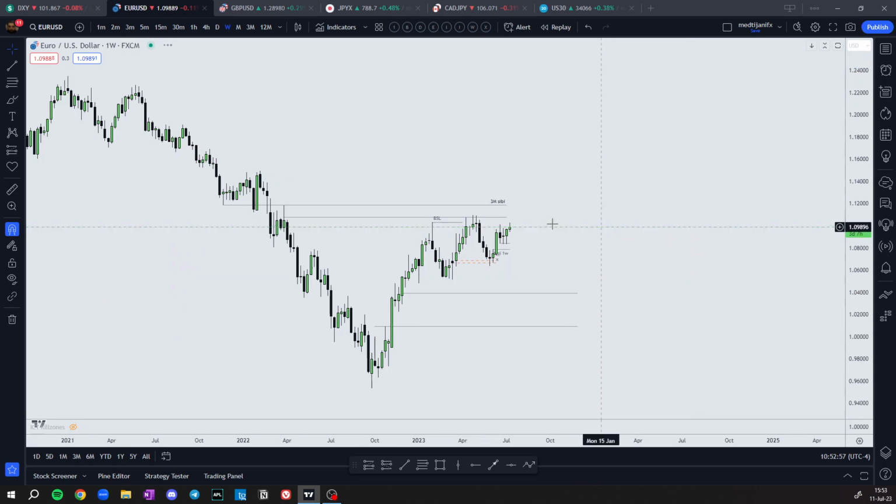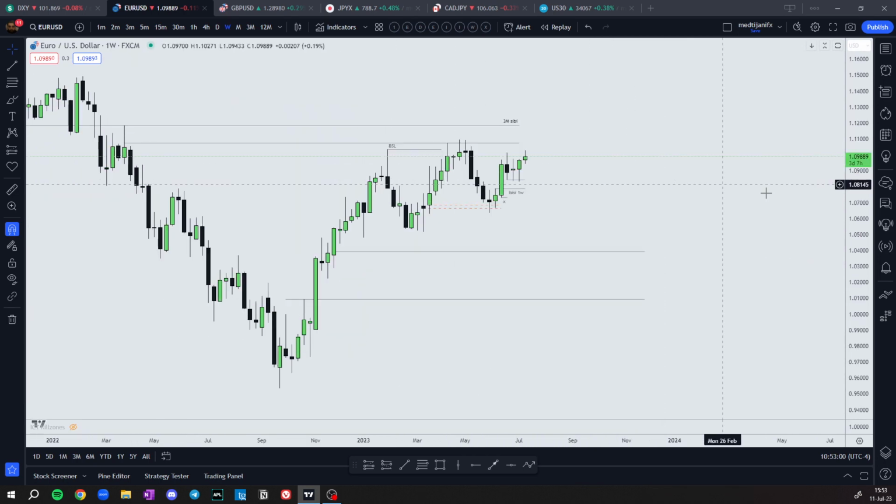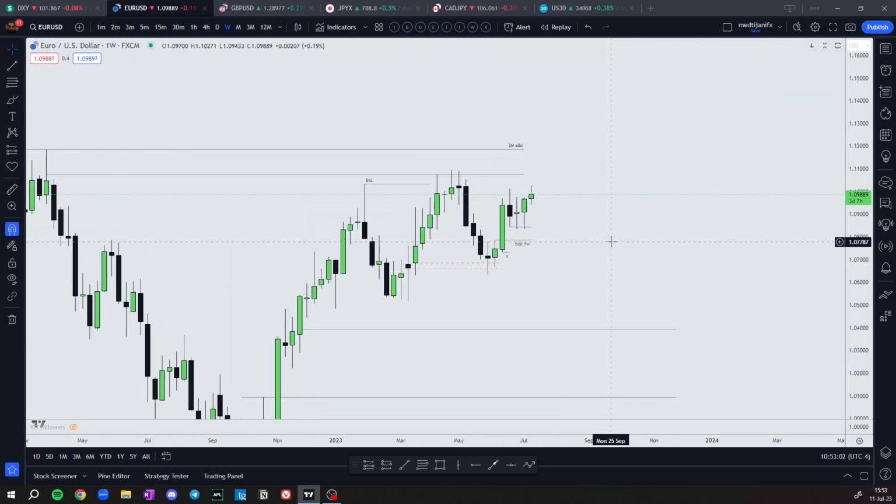On the weekly time frame, on the previous video, we talked about price being bullish. It's gonna go higher, targeting this high here, right here, targeting this buy side liquidity here, right?